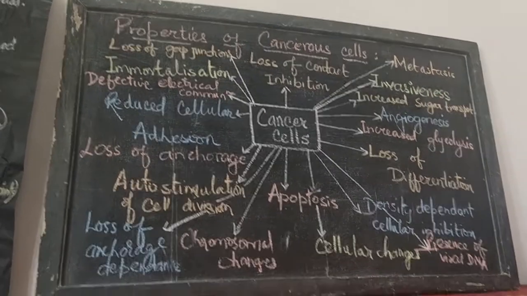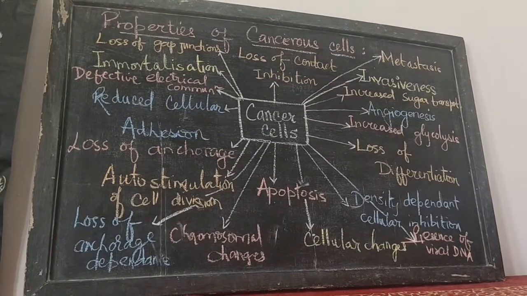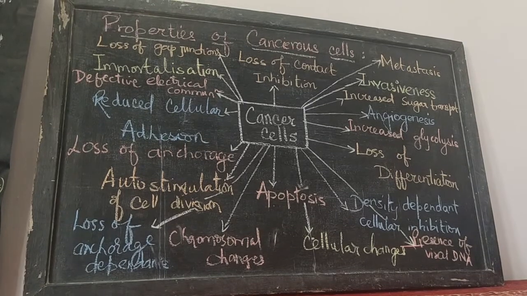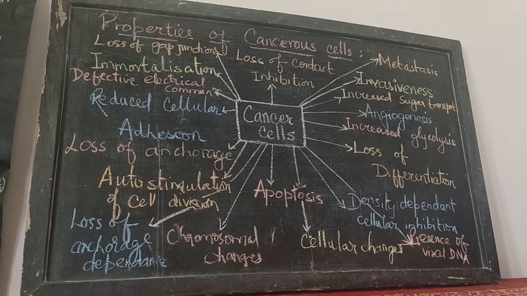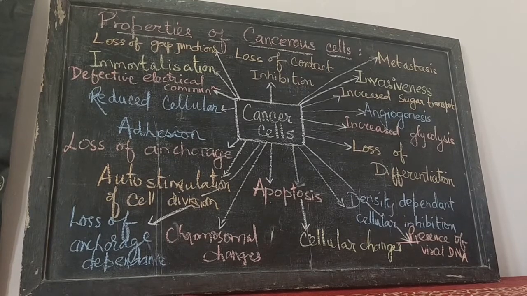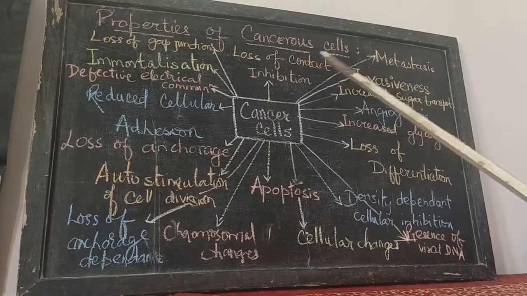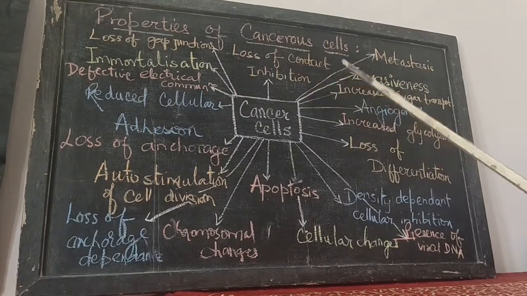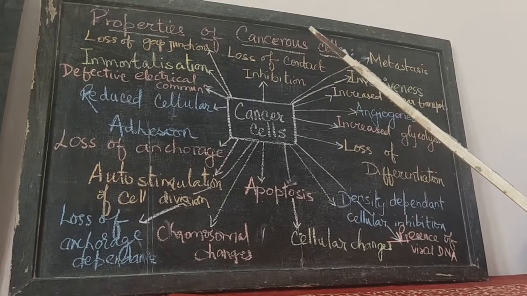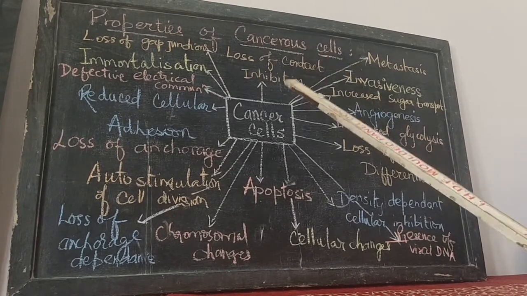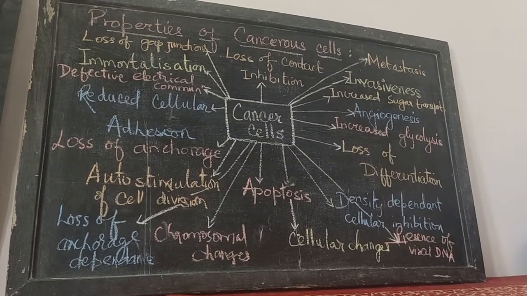The second feature is loss of contact inhibition. When normal cells are cultured in labs, when their neighboring cells come in contact with each other, there develops a kind of electron signals between the cells that are in contact. These signals will stop the division of cells further in case of normal cells.